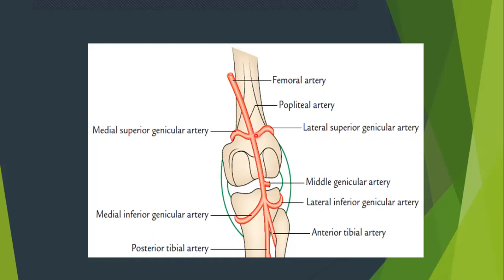the following branches in the popliteal fossa: superior medial genicular artery, superior lateral genicular artery, or the lateral superior genicular artery, the way you might feel to name it. Then we have the medial inferior, or the inferior medial, and the inferior lateral genicular artery, and the middle genicular. You can see this one is piercing the knee capsule to supply the intracapsular structures. Then it will terminate by giving off the anterior tibial and the posterior tibial arteries.